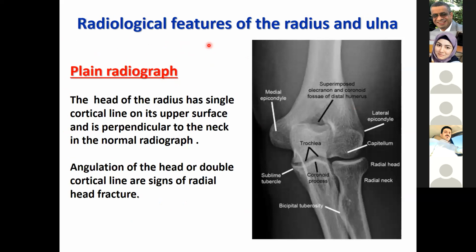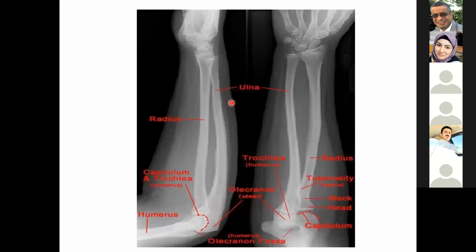The radiological features of the radius and ulna. On the plain radiograph, the head of the radius has a single cortical line on its upper surface, and it is perpendicular to the neck in the normal radiograph. Angulation of the head or a double cortical line are signs of radial head fracture. This is the lateral and the frontal view of the forearm bones. These are the ulna and radius bones.